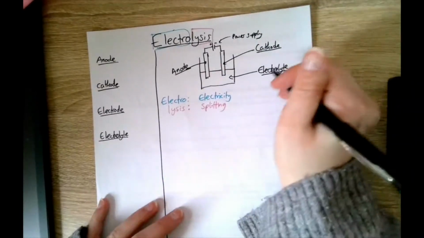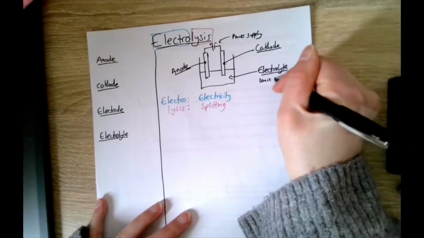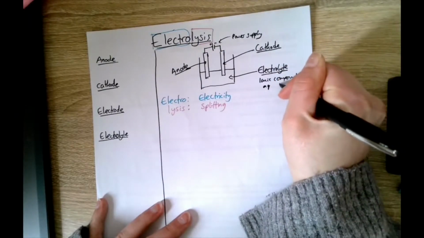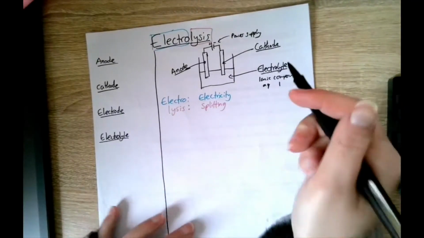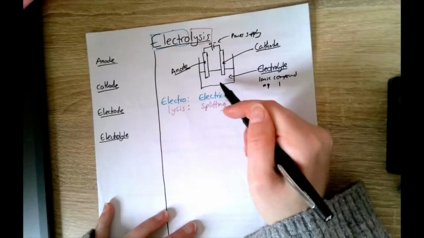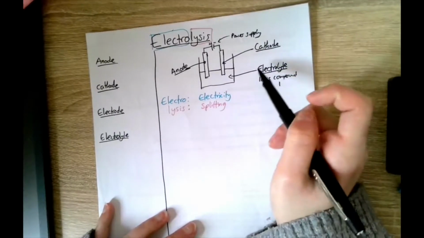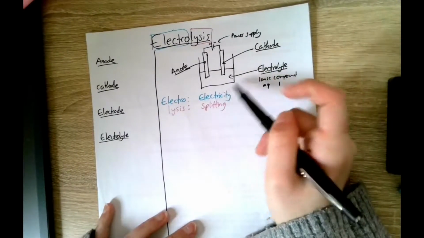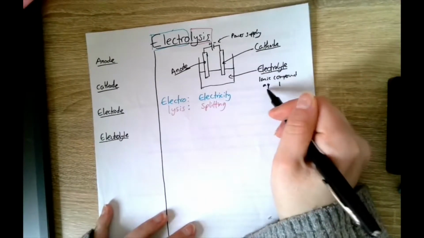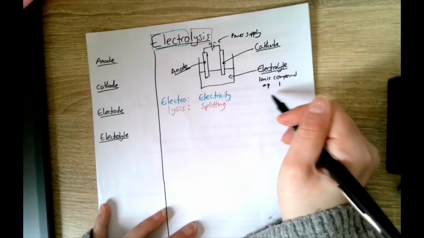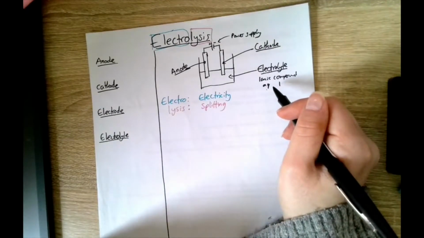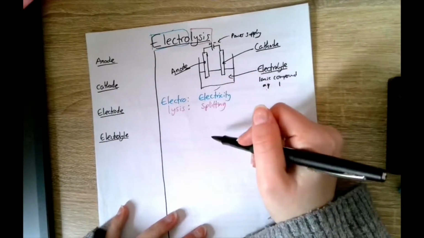Now, our electrolyte is an ionic compound that can either be aqueous or molten. And it needs to be in those conditions in order for our ions to be able to be free to move and therefore complete the circuit. So they must either be aqueous, which is dissolved in water, or molten, where it's been melted to a liquid state, and that allows the ions to be free to move.